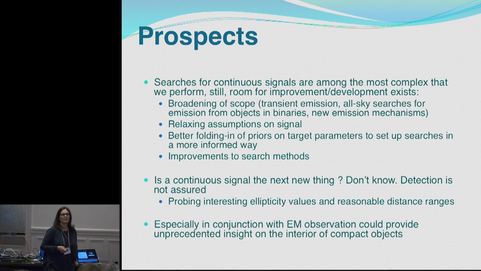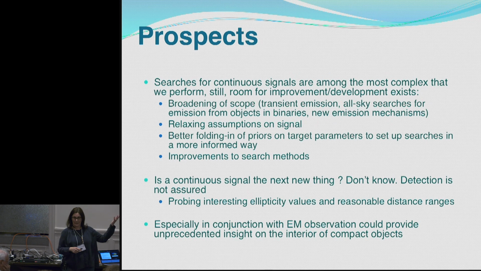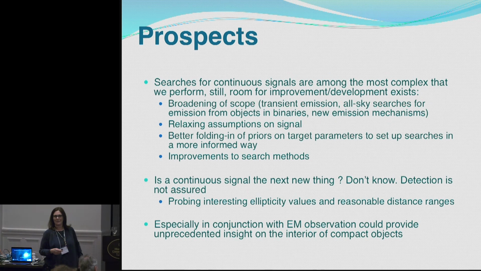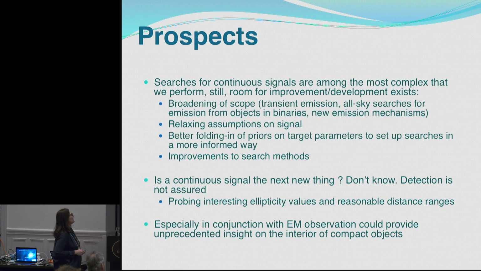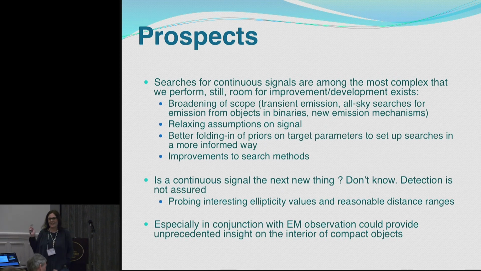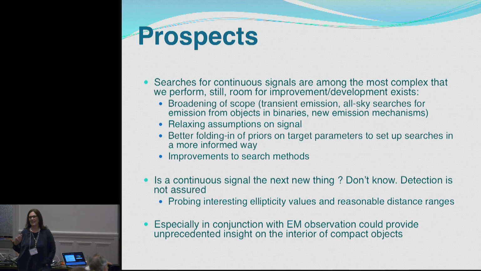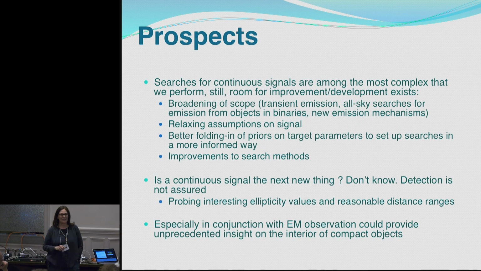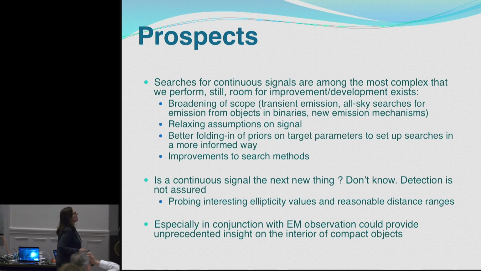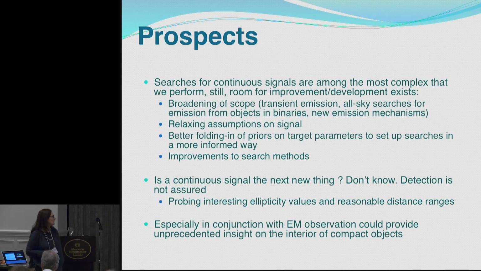Even perhaps there's predictions for emissions from axion clouds around black holes. Those would be continuous wave signals. Perhaps we might detect that as the first continuous wave detection. Is the continuous signal the next new thing that LIGO is going to detect? I wish I could say so, but actually, given the huge variability in predictions on these deformation parameters, I don't know. But we are probing interesting ellipticity values, so certainly very respectable ranges.